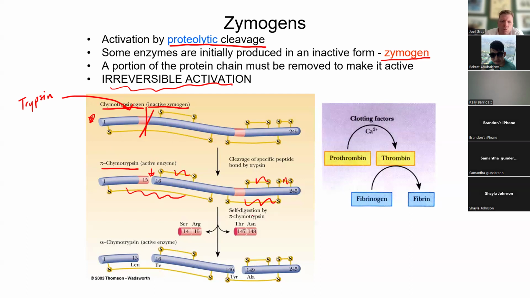This pi chymotrypsin will then undergo a process known as self-digestion or autoactivation, where it's going to cut a couple of other peptide bonds and release a pair of, it's almost like it says, okay, well, something cut my arm, so I'm going to cut my arm off, and then I'm going to cut my other arm off, and now I'm ready to go. Now that's an extreme example and not realistic because proteins don't have arms. But it's going to be fully active after it activates itself, yielding this alpha chymotrypsin.